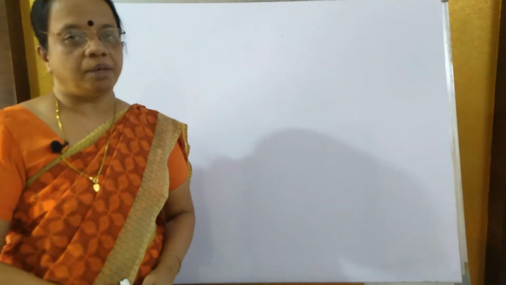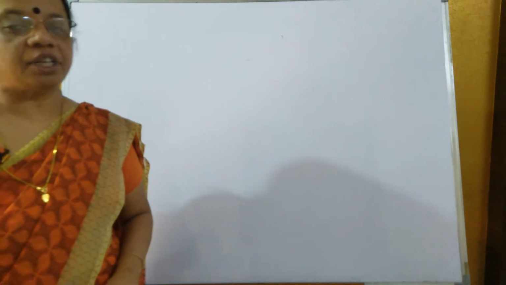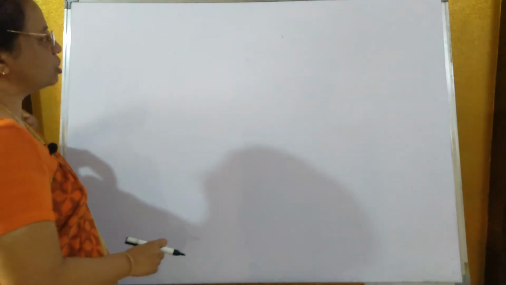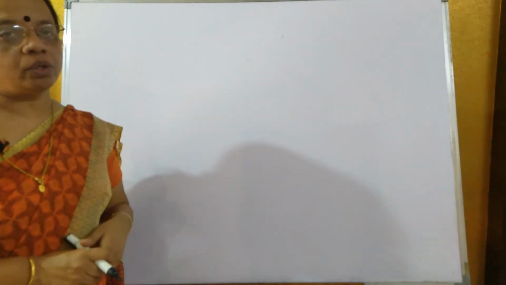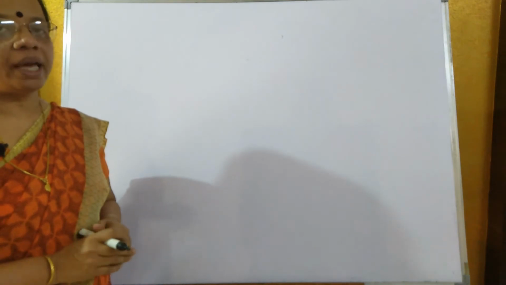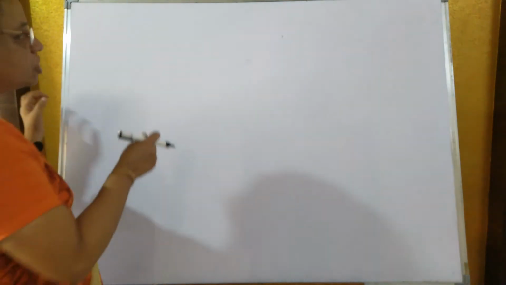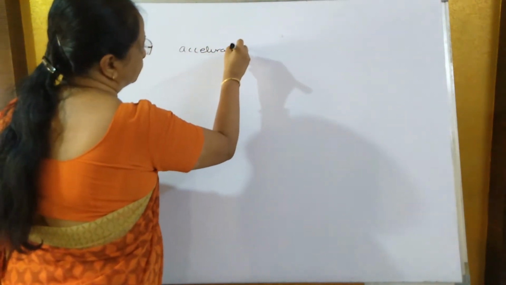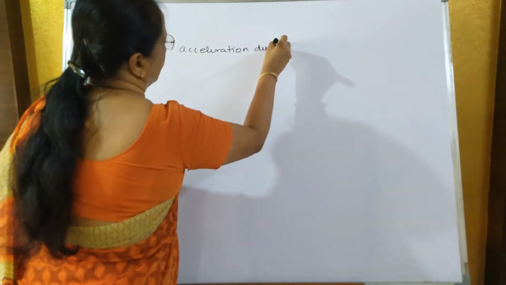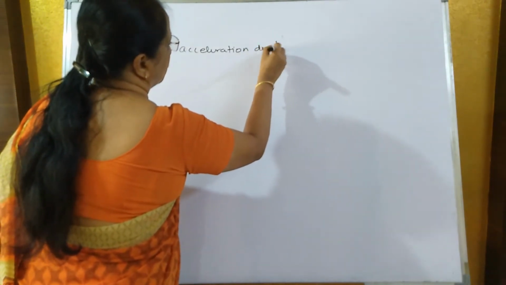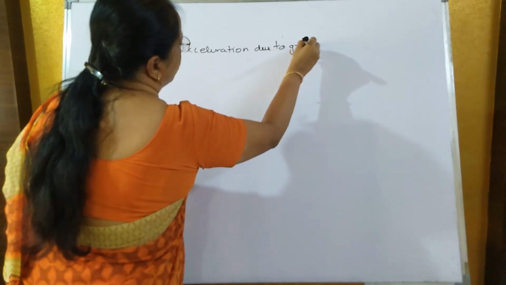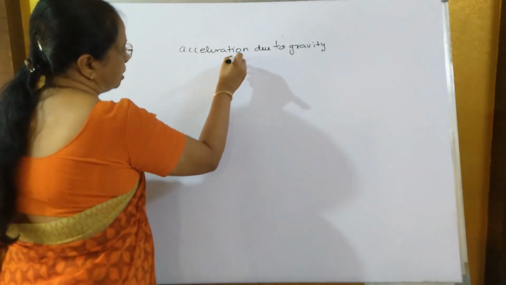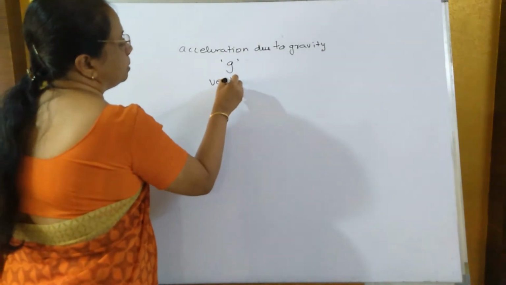Now we have studied before that Earth exerts gravitational force on any object near it. According to Newton's second law of motion, the gravitational force of the Earth on any object leads to its acceleration, and this acceleration is known as acceleration due to gravity, which is denoted by the letter g. And it is a vector quantity.